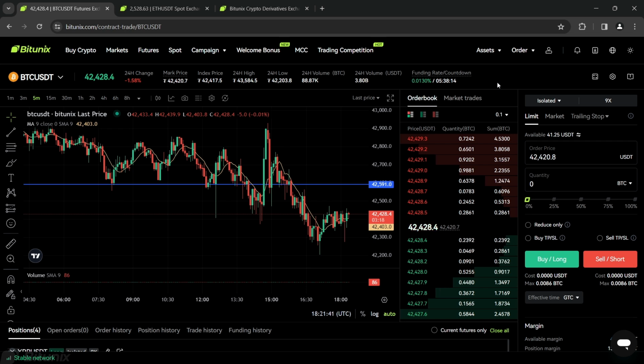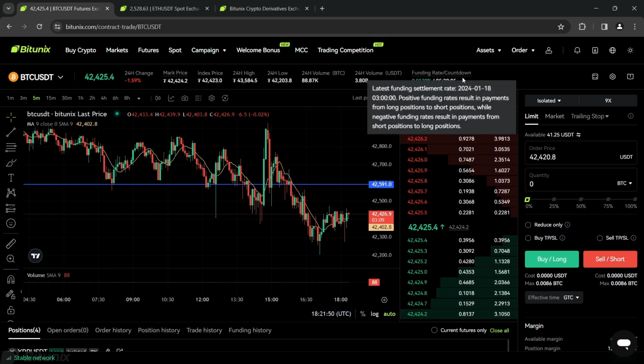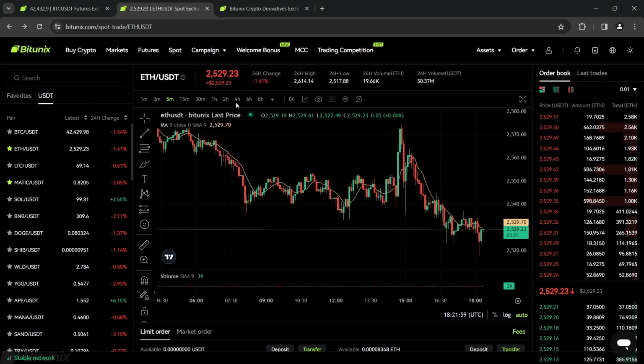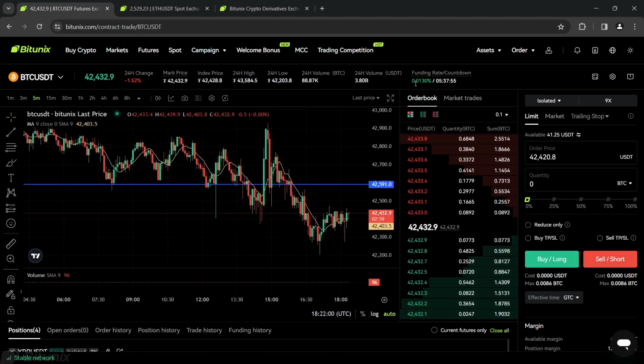Today, we're going to take a look at something which is very specific to futures contract trading in crypto, which is right here on the upper right side of the dashboard, which is the funding rate slash countdown. Now, this is something that is only in futures trading. So you do not have this in regular spot trading. And this is because it is made to balance out the market in crypto derivatives.